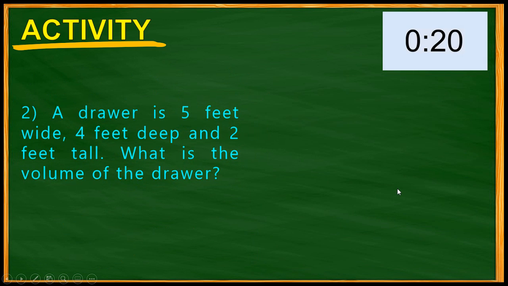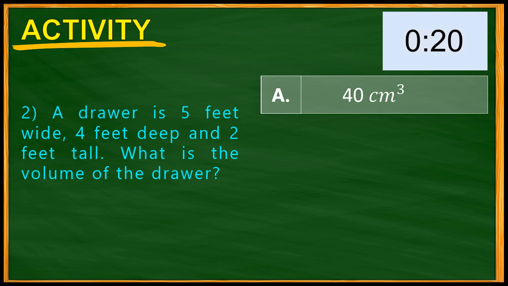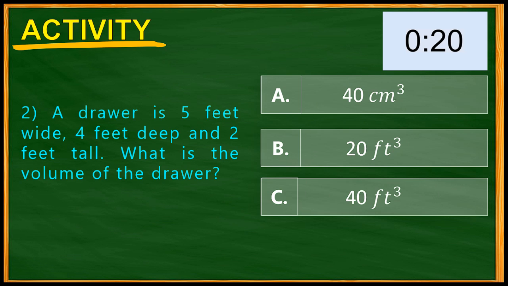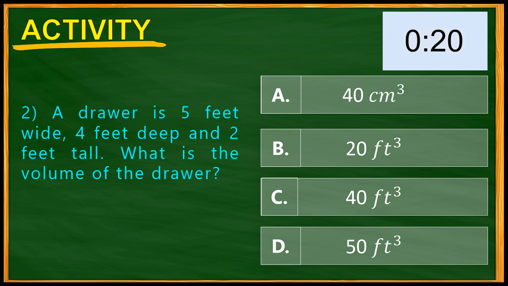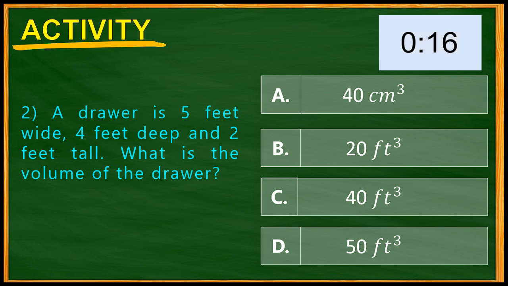Next, for number 2, a drawer is 5 feet wide, 4 feet deep, and 2 feet tall. What is the volume of the drawer? Letter A, B, C, and D. You have 20 seconds. Your timer starts now. Comment down your answer in the comment section below, grade 5 pupils.